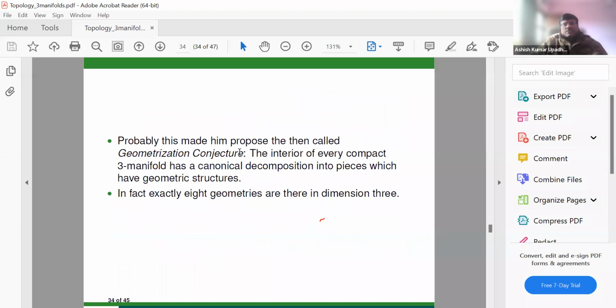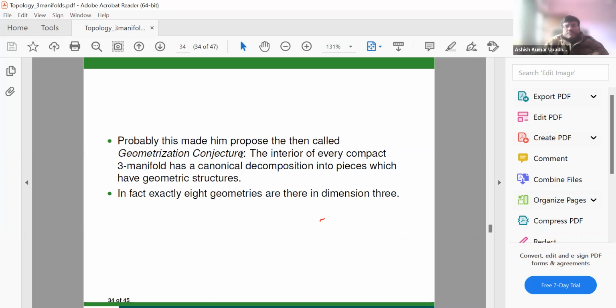as geometrization conjecture. And the statement is this: the interior of every compact three manifold has a canonical decomposition, a standard decomposition into pieces which have geometric structures. Now he says that every compact manifold can be decomposed into certain pieces, and each of these pieces will have geometric structures. Okay. So in fact, exactly 8 geometries are there in dimension 3. In dimension 3, he actually proposed that there are 8 different geometries.